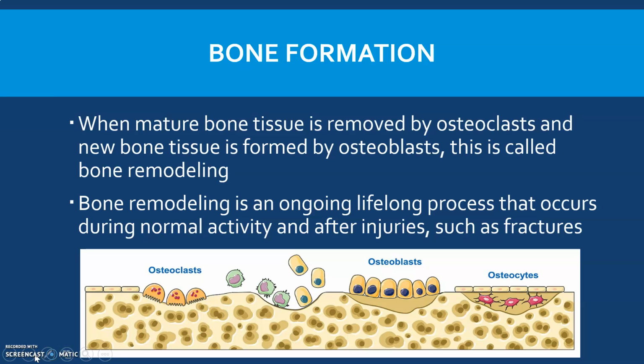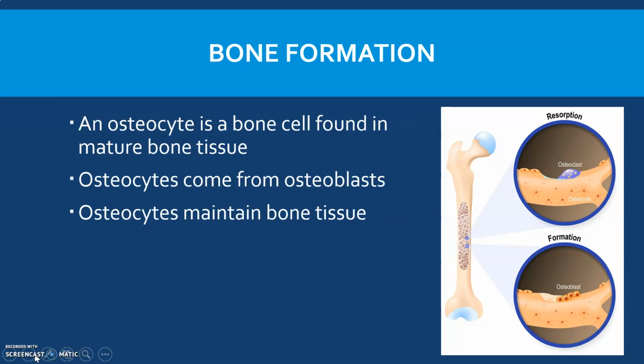When mature bone tissue is removed by osteoclasts and new bone tissue is formed by osteoblasts, this is called bone remodeling. Understand that bone remodeling is an ongoing, lifelong process that occurs during normal activity and after injuries such as fractures. An osteocyte is a bone cell found in mature bone tissue. Osteocytes come from osteoblasts, and osteocytes are important because they help to maintain bone tissue.